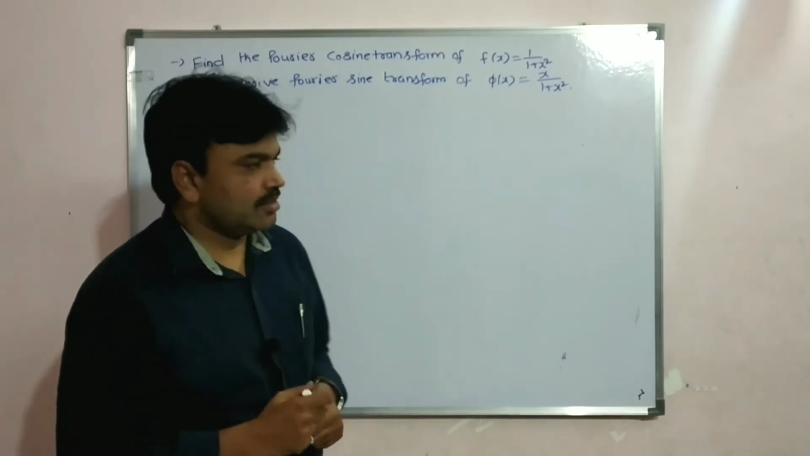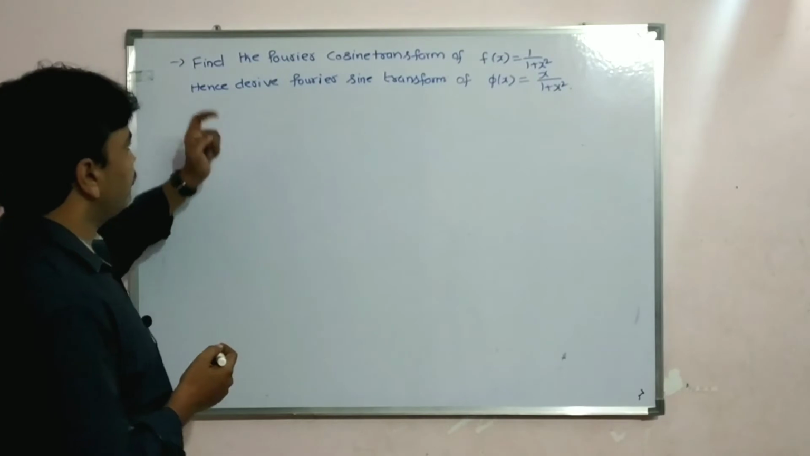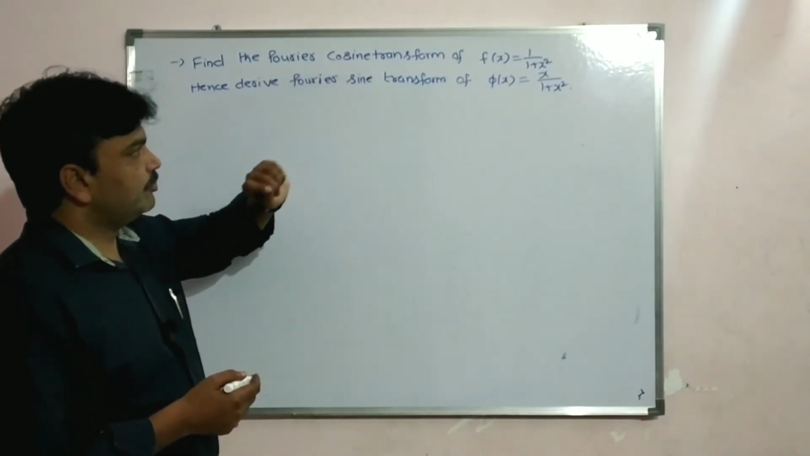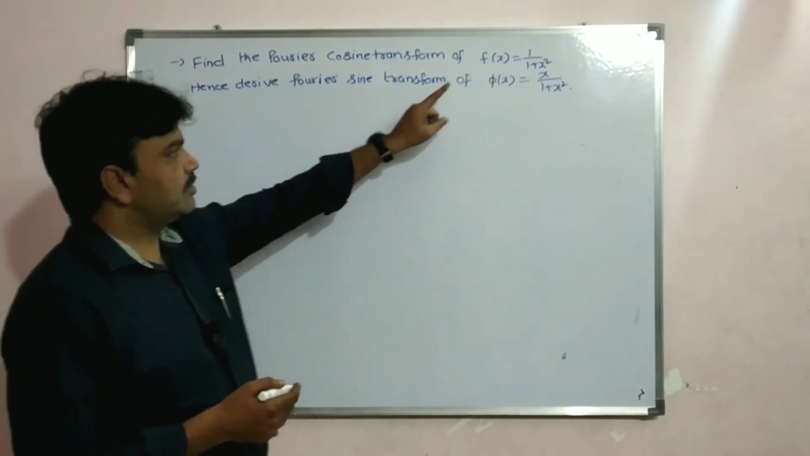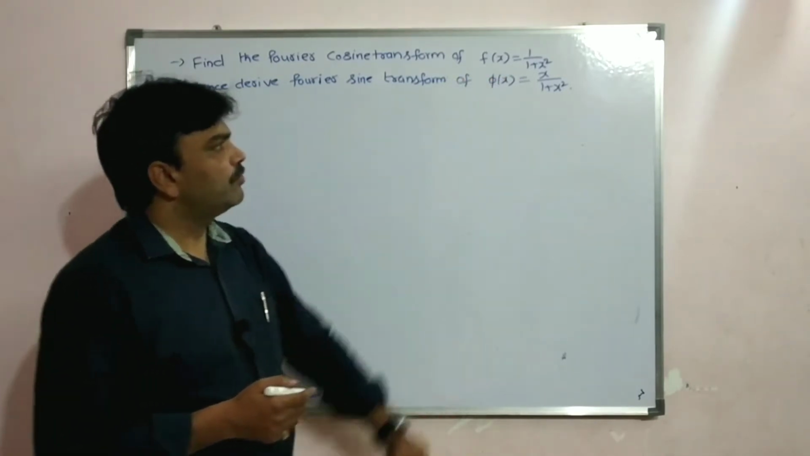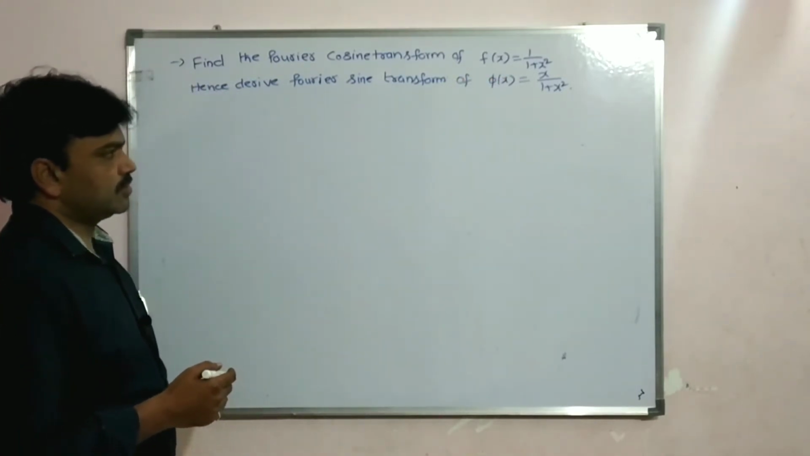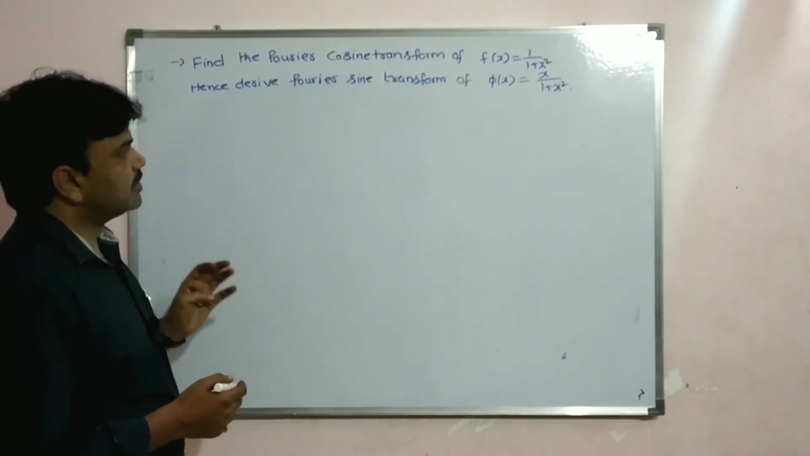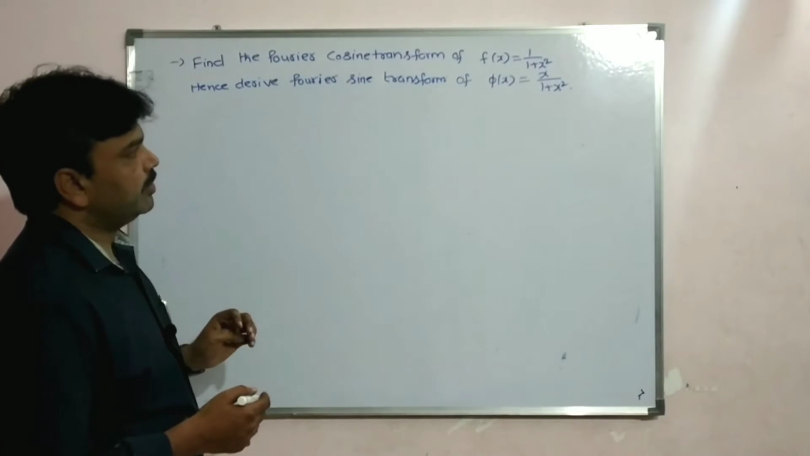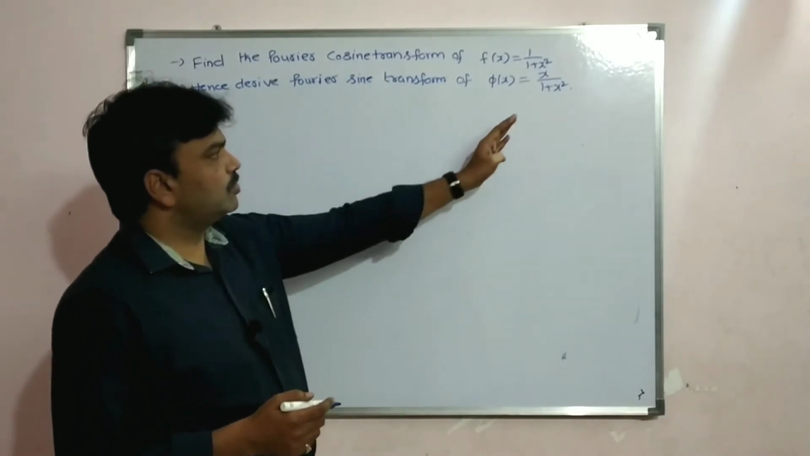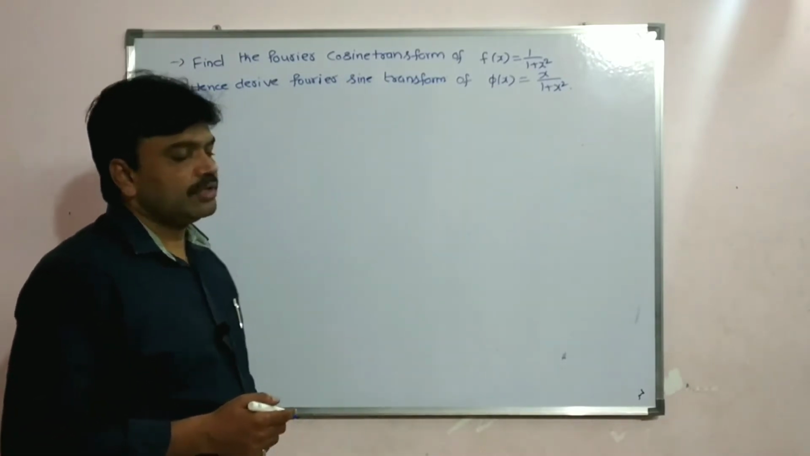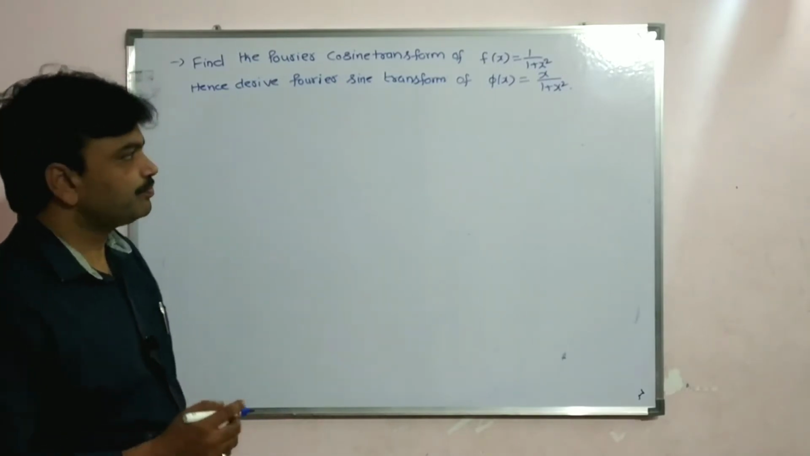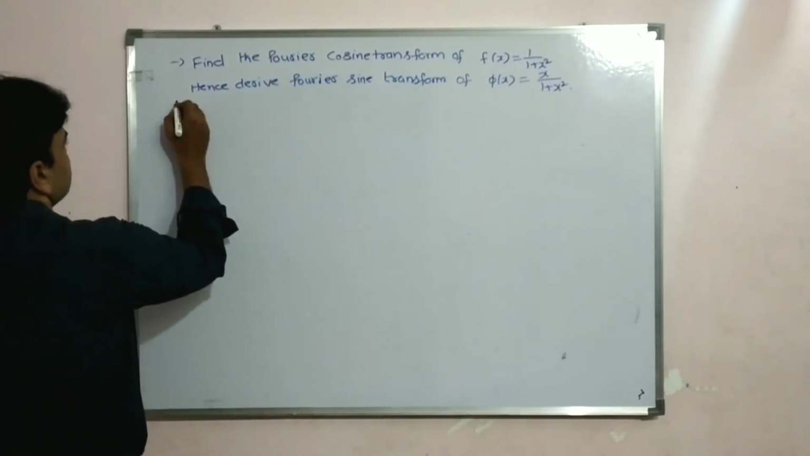Write down, students. Find the Fourier cosine transform of f of x equal to 1 by 1 plus x square. Hence, derive the Fourier sine transform of phi of x equal to x by 1 plus x square. Solution, students.